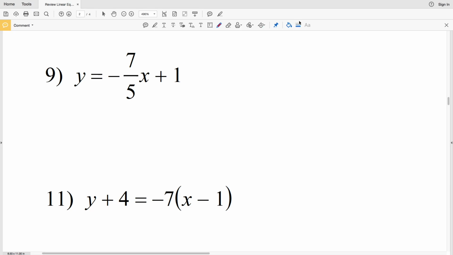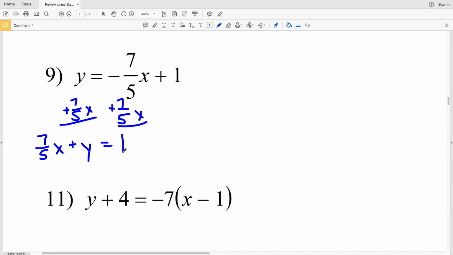In number 9, I'm going to move my x to the same side of the equation as my y. So I'm going to add 7/5 x to both sides. So I have 7/5 x plus y is equal to a positive 1. My a, b, and c have to be integers, so I'm going to multiply by the 5. Whatever I do to the left side of the equation, I have to do to the right. My 5 will get distributed to 7/5 x and the y.